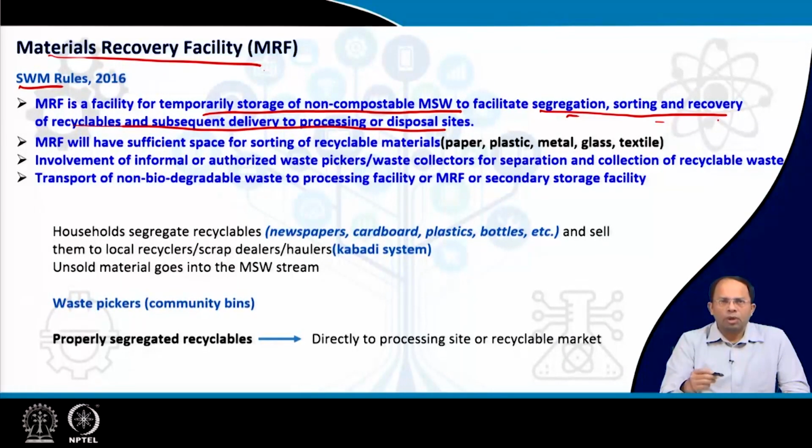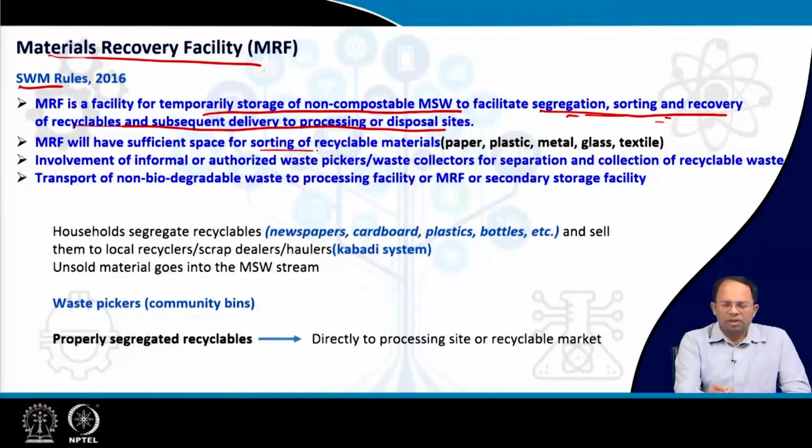So if you want to process the waste further, like you want to bale it, or you want to make it into some pellets, you have to take it to some other plant. But sometimes sorting, recovery and also baling of waste is done together. So that means primarily material recovery facilities are for recovery of the material, not for further processing it. But some amount of processing can be done as well.